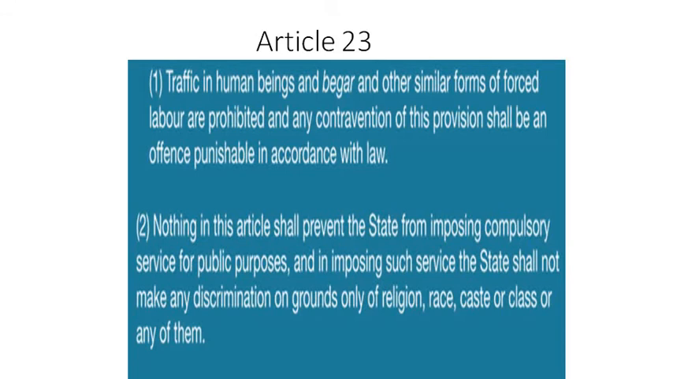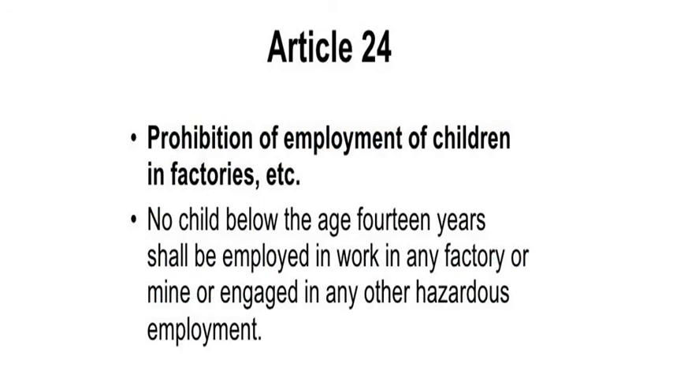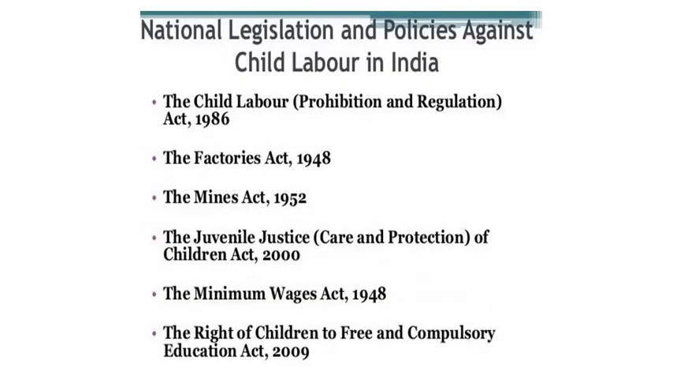Then comes Article 23, which we have already discussed. Then Article 24, the prohibition of employment of children. National legislation and policies against child labor: these are some acts that give protection against child labor, like the Child Labour Act 1986, the Prohibition and Regulation Act, the Factories Act 1948, the Mines Act 1952, the Juvenile Justice (Care and Protection of Children) Act 2000, the Minimum Wages Act 1948, and the Right of Children to Free and Compulsory Education Act 2009. These are some acts on child labor in India.